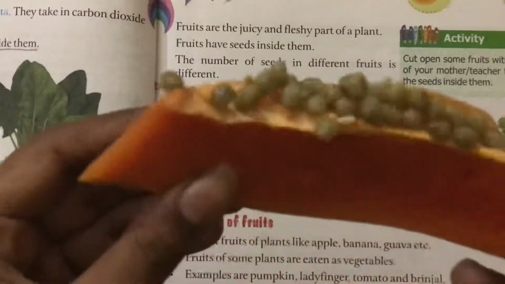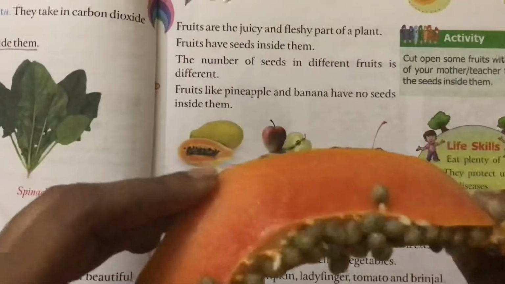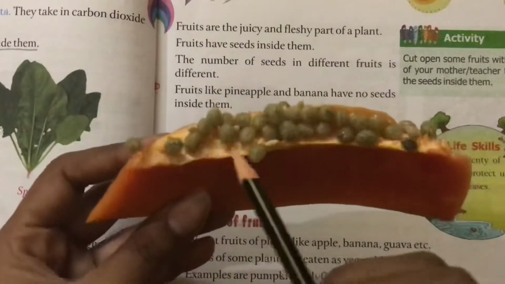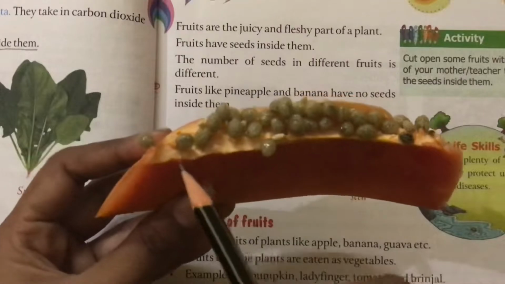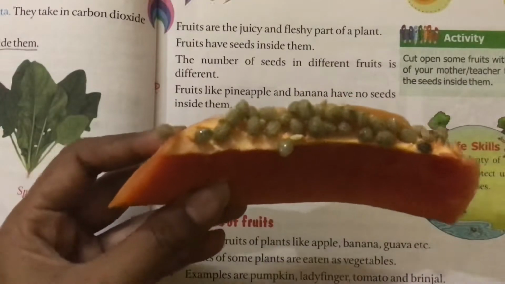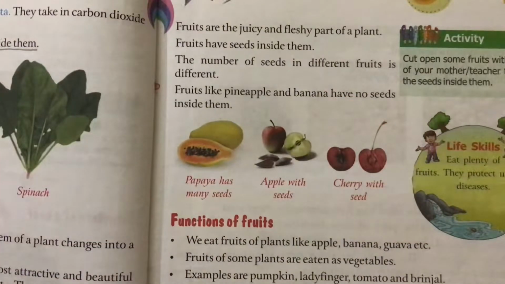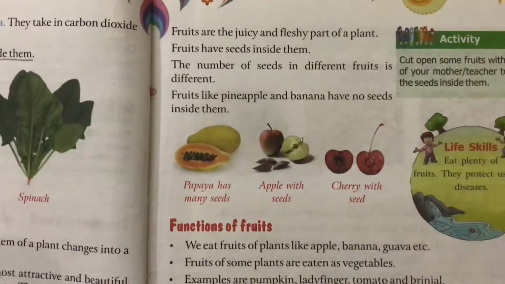As you can see, children, this is a slice of papaya. See, there are so many seeds. Do you like to eat papaya? Okay. The number of seeds in different fruits is different. Like in mango you will get only one seed, but in papaya there are many seeds.